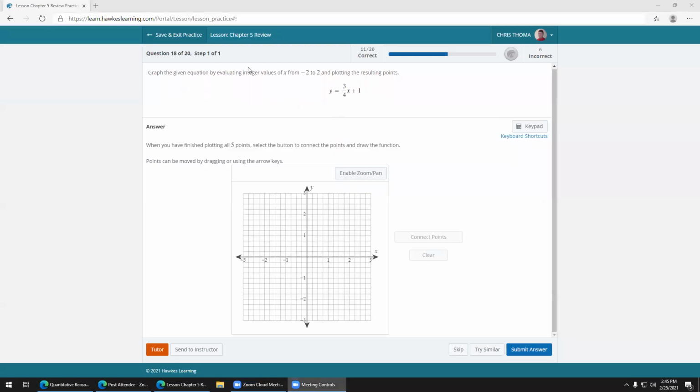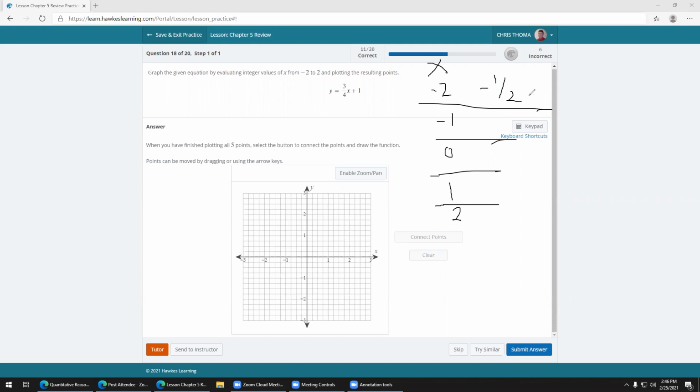All right, so what it wants us to do here, it says graph the equation by looking for all the x values between -2 and 2. So we're going to build our little table. We're going to have -2, -1, 0, 1, and 2. These are all the points it wants us to plot. Now be very careful, the scales are different here. These are our x's. So when we put -2 in, 3 divided by 4 times -2 plus 1 equals -1/2.